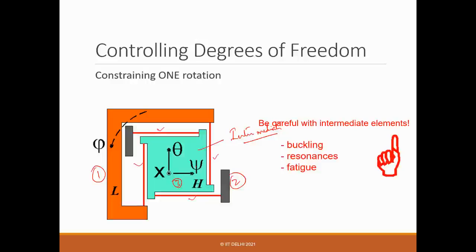So when you just tap it, it will start vibrating. And if there is some frequency in the system which matches your resonance frequency, then it will start vibrating vigorously and it may fail. Fatigue is one problem in this case also. Fatigue and buckling are problems when you go for a compliant design or a flexure design. You have to be aware of that and take care of it.